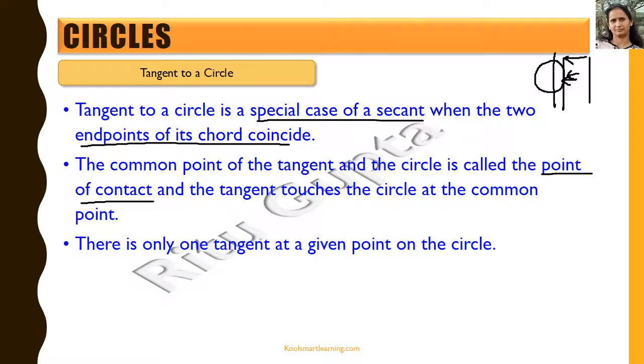There is only one tangent at a given point on a circle. So if we draw a circle and we are given, say, let's draw it with a different color, we're given this point and we need to draw tangents to the circle at this point. So we'll be able to draw only one tangent. We cannot draw multiple tangents at a given point on the circle. There is only one tangent possible.